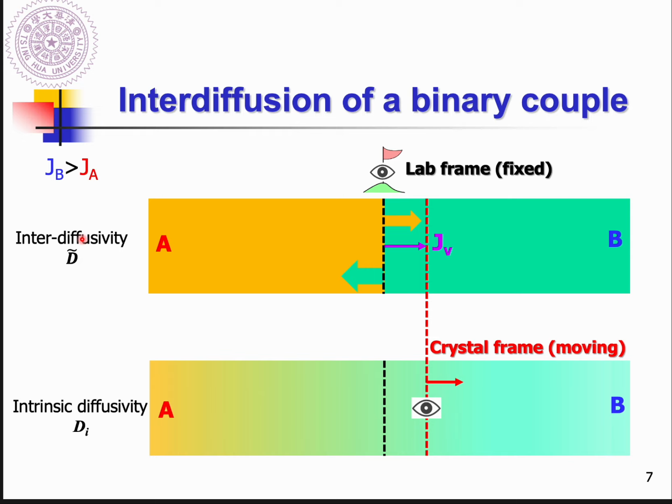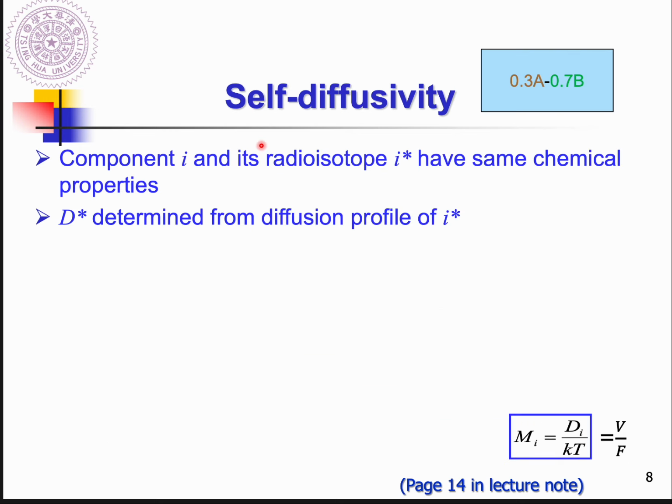What is the relationship between these diffusivities and the direct and coupling coefficients, the intrinsic material properties, and also the relationship with the concentration part? Because it is a concentration-dependent diffusivity, right? So let's move to the first one, self-diffusivity. When we talk about self-diffusivity, the material system is either a pure material or an alloy like this. Let's take a look at some definitions.